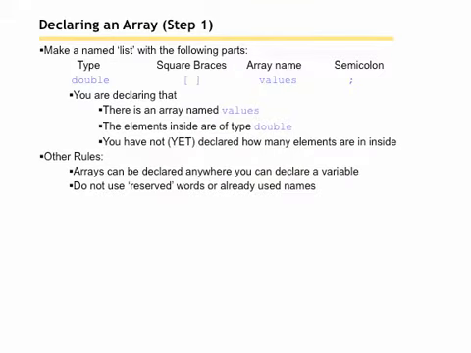So we make a list with the following parts. We start with the data type, then the square brackets, and then we have an array name followed by a semicolon. And there are a couple of other ways that we can modify that at the end, but we'll see those shortly. We are declaring an array named values, made up of type double. All the elements are the same data type, they're double. And we have not yet said how many elements are going to be in this array. Arrays can be declared anywhere that you can declare variables. Don't use reserved words or already used variable names, the same way you would with any other variable.